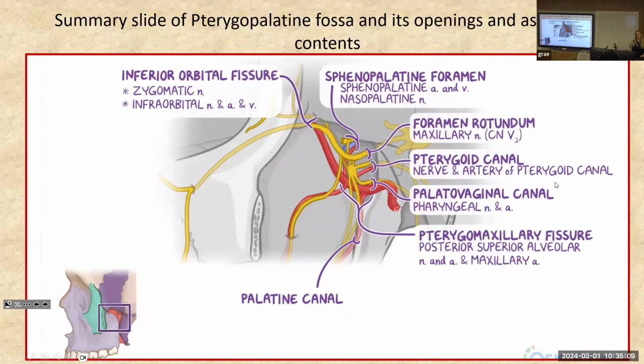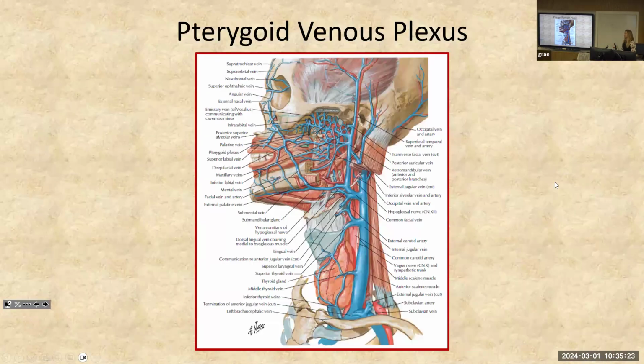Okay, so this is a simplified slide from Osmosis that shows you the different nerves and arteries that go through each of the foramen from the pterygopalatine fossa. And then both Dr. Nodcott and Dr. Tubbs introduced to you this concept, and it is a very important clinical concept about the pterygoid venous plexus.